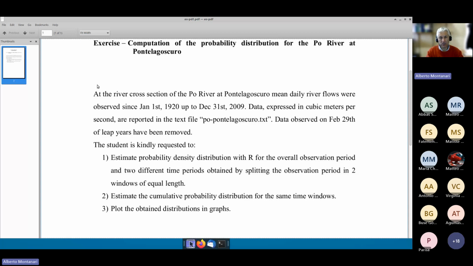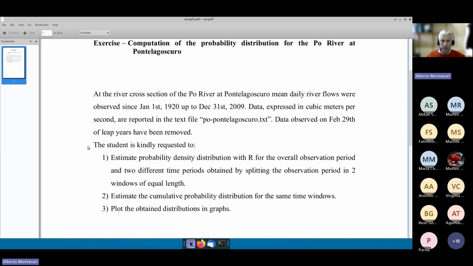The student is kindly requested to estimate probability density distribution with R for the overall observation period, and we stop here. And then if you want to move forward, it is also required to estimate the probability density distribution for two different time periods obtained by splitting the observation period in two windows of equal length. Okay. Estimate the cumulative probability distribution for the same time windows and plot the obtained distribution in graphs.